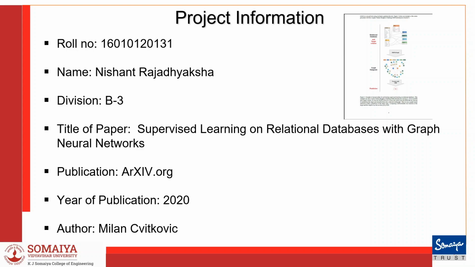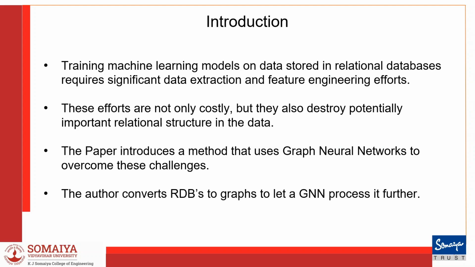The title of the paper that I've chosen is Supervised Learning on Relational Databases with Graph Neural Networks. The paper was published on arXiv.org. The year of publication is 2020 and the author of the paper is Milan Cvitkovic. Let me begin by giving a brief introduction of the paper.